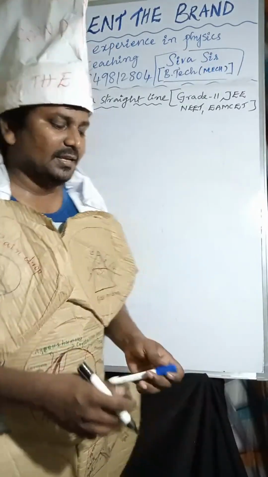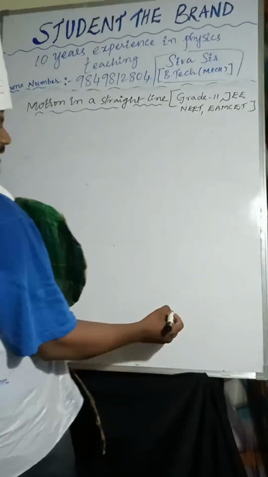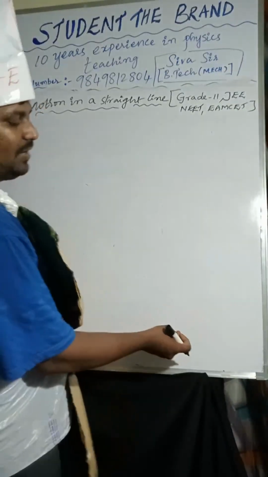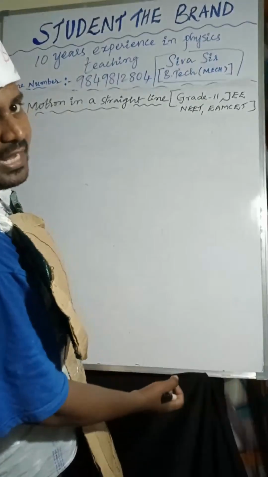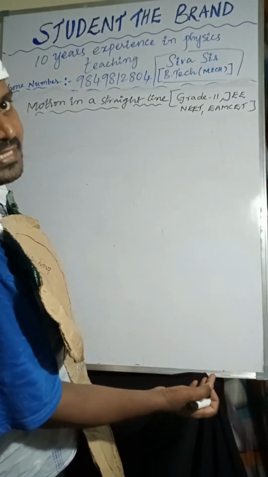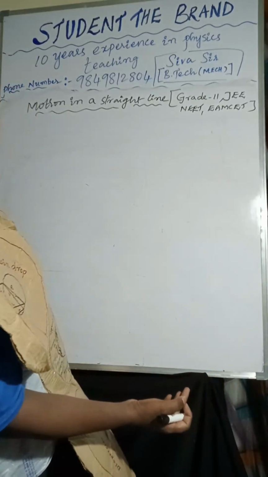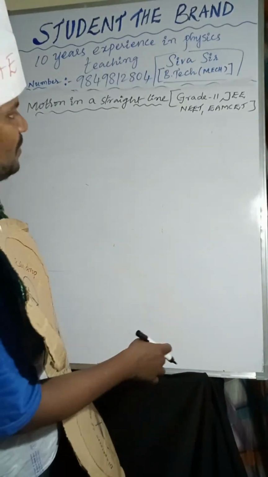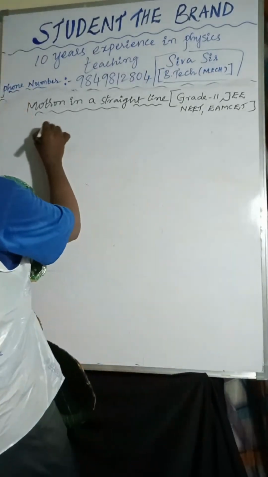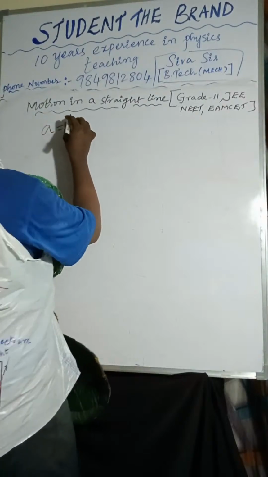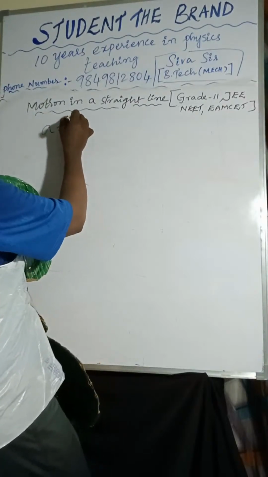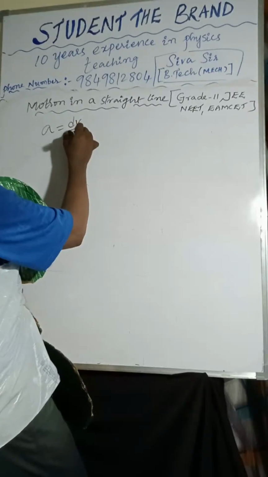So now we'll see. Normally, as in the previous case, the object has initial velocity u, final velocity v, time t, and distance covered is s. Now the same thing in the form of integration. Acceleration equal to, what is that? dv by dt.